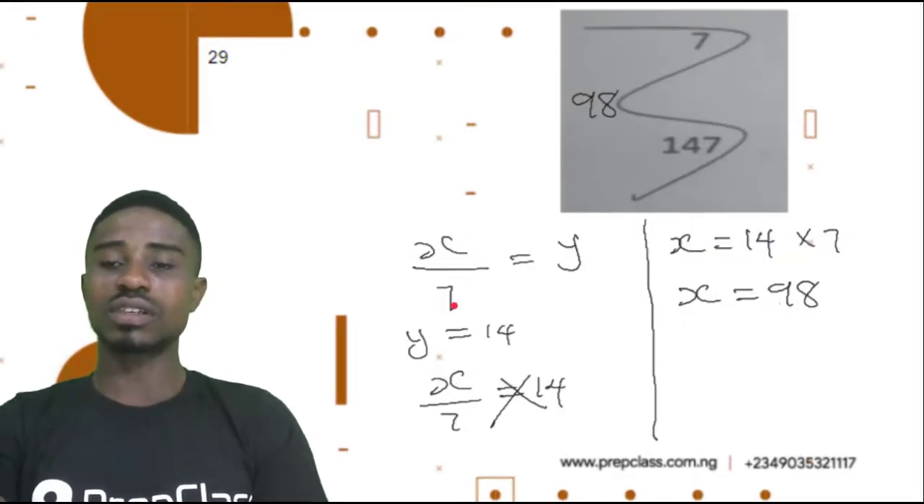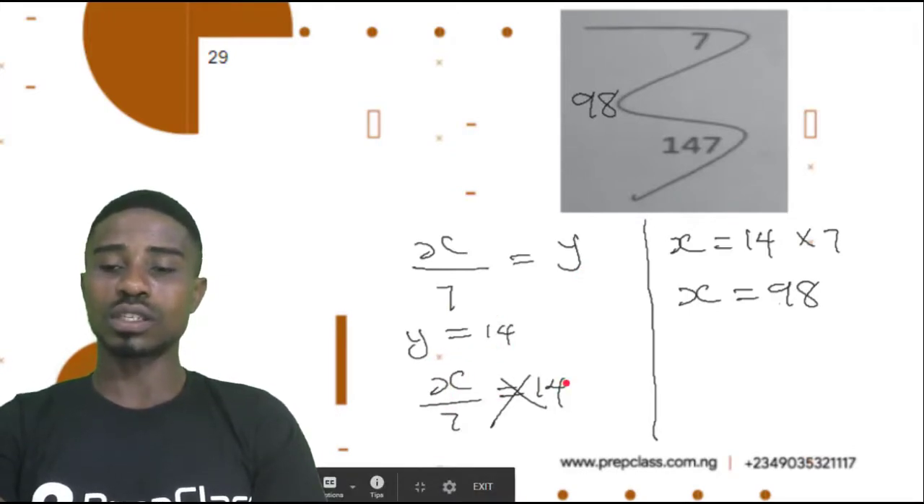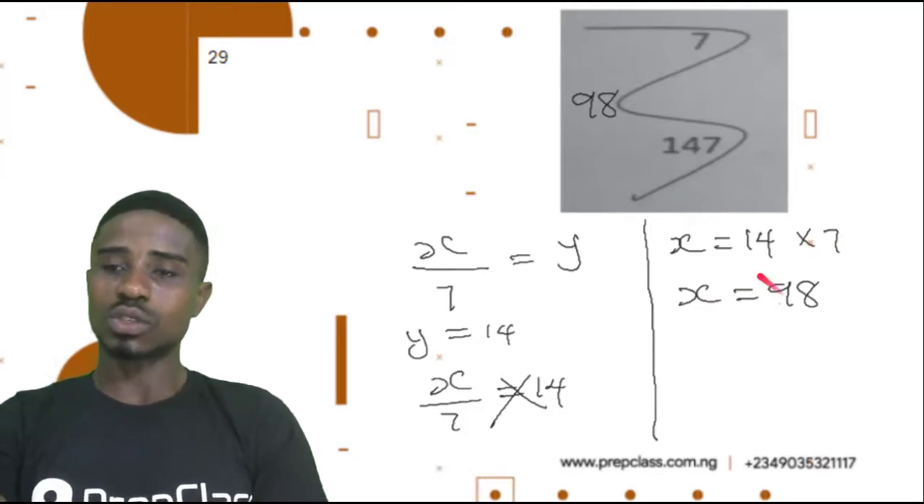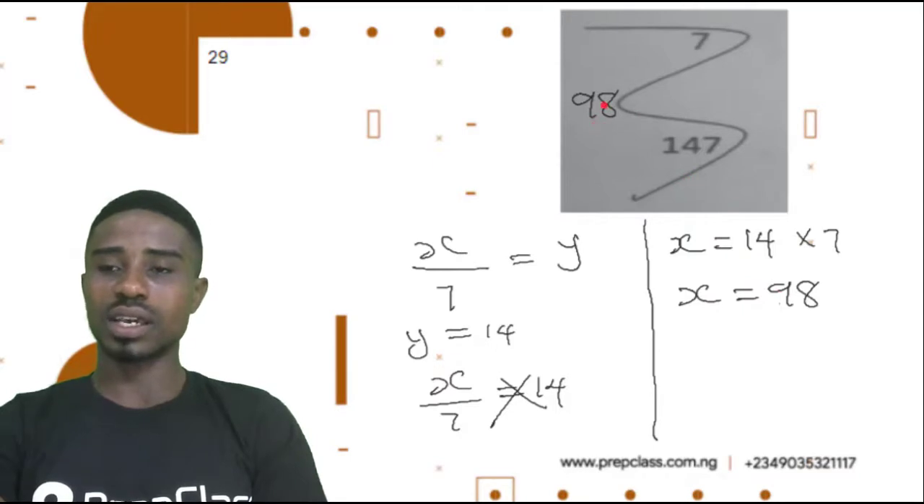So X over 7 equal to Y, where Y is equal to 14. So it will be X over 7 equal to 14. So we'll cross multiply: 14 times 7, X times 1. It should be 14 over 1, so it will be X times 1, because 14 over 1 is the same thing as 14. So X will be equal to 14 times 7. And that will give us X equal to 98. So 98 would be our answer here.